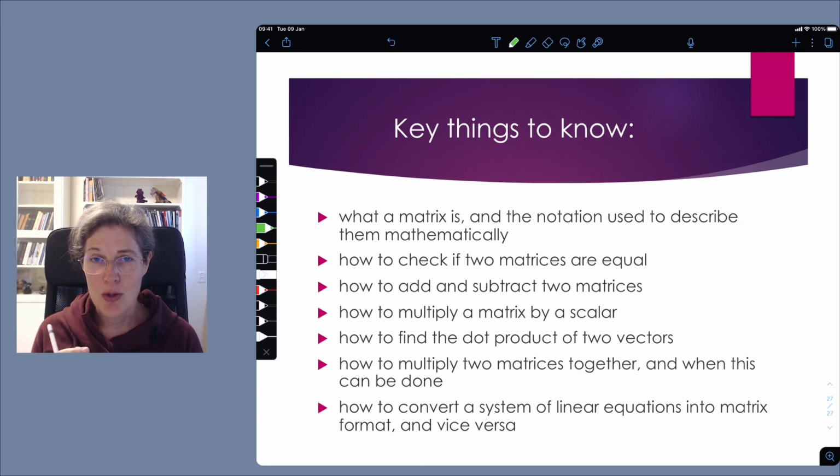Okay, so I haven't really shown you why the matrix format is useful. We'll do that in the next lecture.